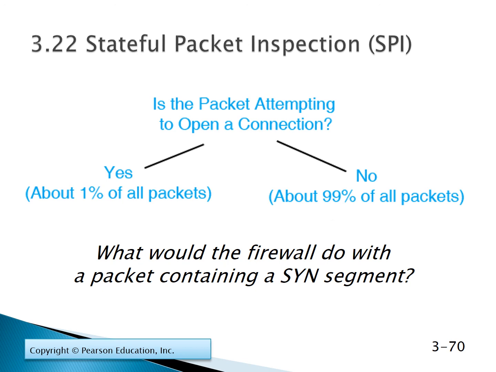So what would a firewall do with a packet containing a SYN segment? Last time we briefly looked at that. This SYN is trying to open a connection in the TCP layer. So when we are doing that, we need to go to this side. We need to do all the inspection.